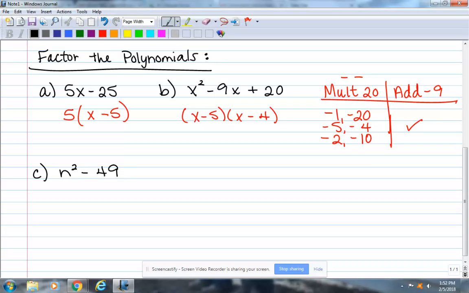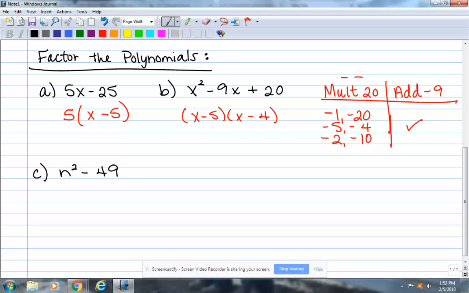Now, a difference of squares is when you have a binomial, which means 2 terms, and both terms are squares. So is n squared a square? That's one of them. Is 49 a square? That means you can take the square root of it, right? How do you know? If you take the square root of it and it comes out even. Yes. A whole number goes into it.